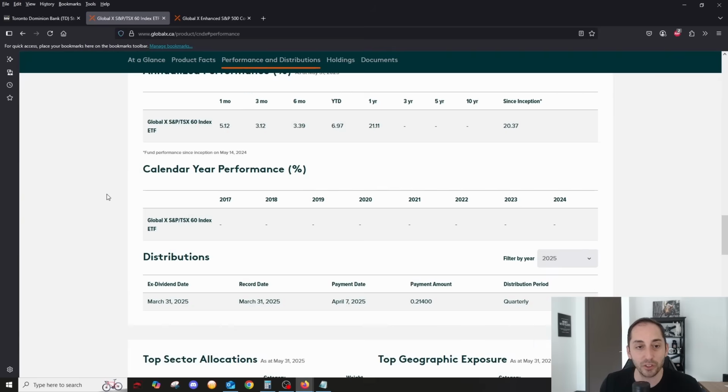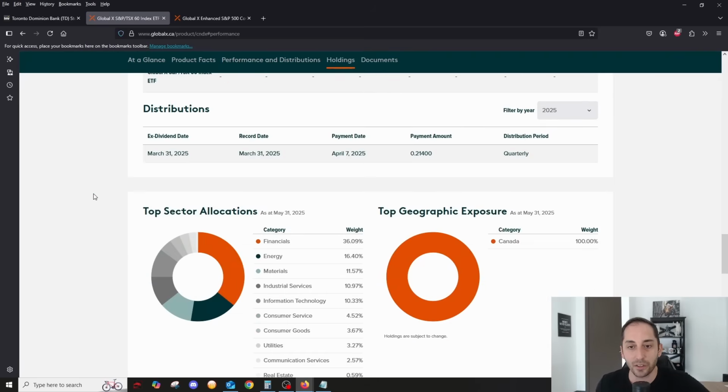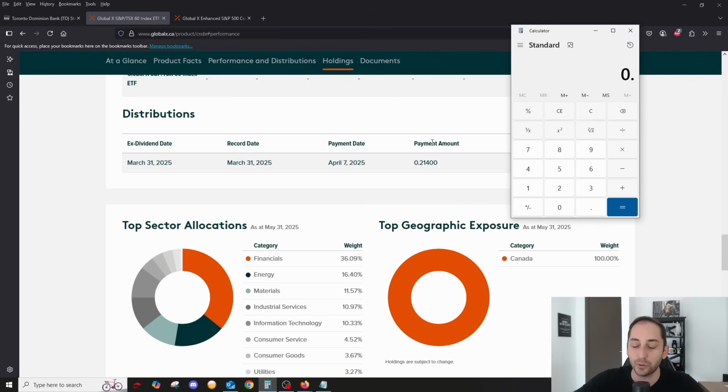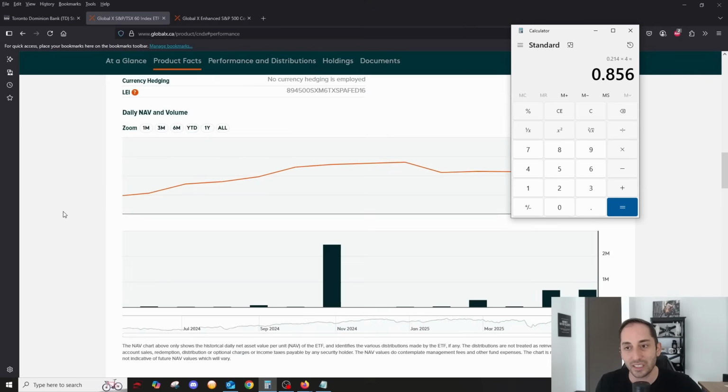So if we go to distributions, at the bottom, you'll see here that the current distribution, or the first one for 2025, is 21.4 cents, and it's quarterly. So again, we have to times that by 4 to get the annual. So 21.4 cents times 4 is 85.6 cents.